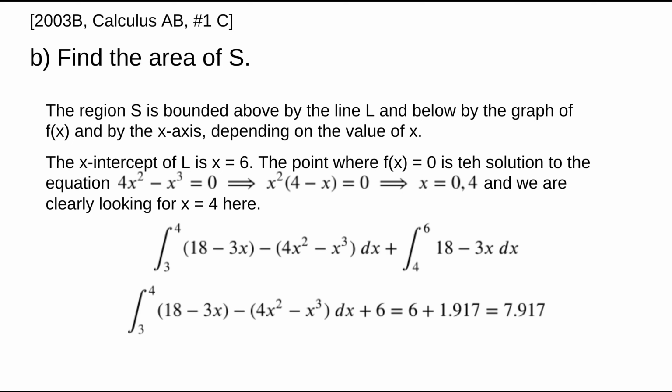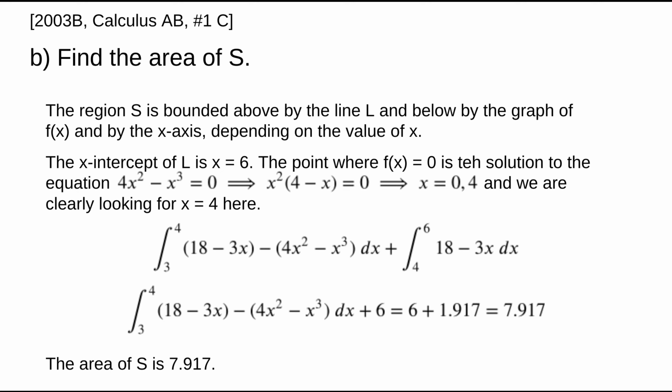All right, now since this is a calculator active question, we can do these integrals using our calculator. The second one, the integral from 4 to 6, that's just a triangle. That area you can do pretty easily. That's just 6. But the integral from 3 to 4 of 18 minus 3x minus the quantity 4x squared minus x cubed dx, that one you're probably going to want to use a calculator for. Not necessarily. It can be done without one. But it's just going to be quicker to use a calculator on that integral. And it turns out the total combined area is 7.917. So that is the area of S.